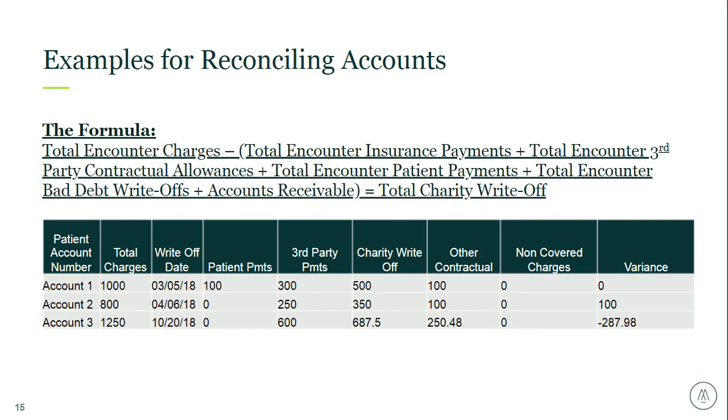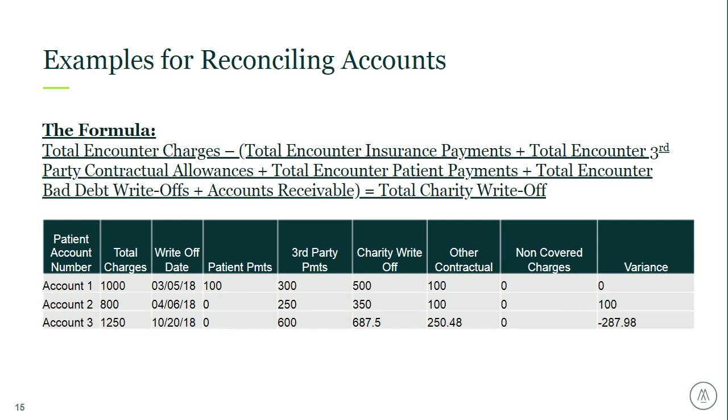Now for account 3, there could be a number of reasons this account ties to a negative balance. The first obvious reason would be that the facility wrote too much off to charity, leaving the account with a negative balance. This is why the auditors are ensuring that the accounts tie out, because when they see negative balances, their first instinct is to reduce the charity write-off amount for this account.